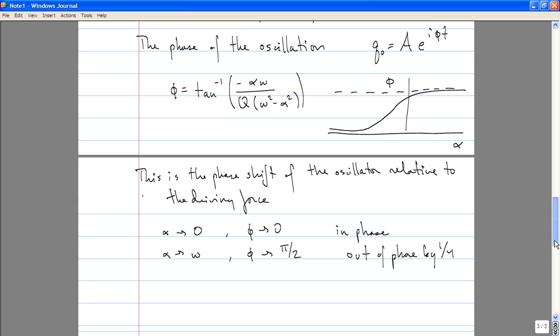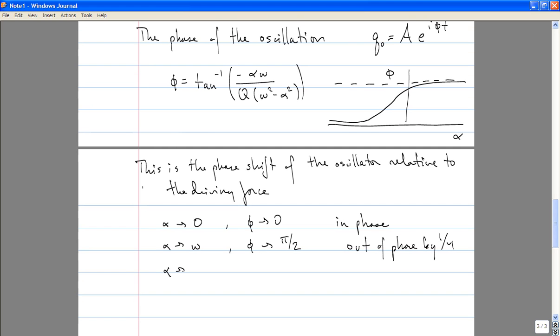And finally, if we drive an oscillator by a very rapid driving force, phi will go to pi, and the response will be precisely out of phase by half a period.